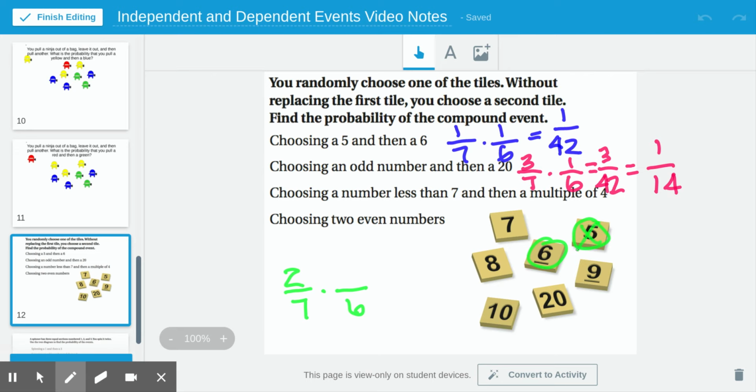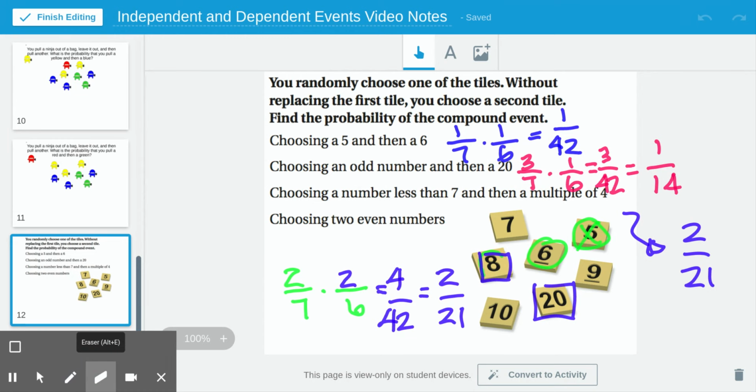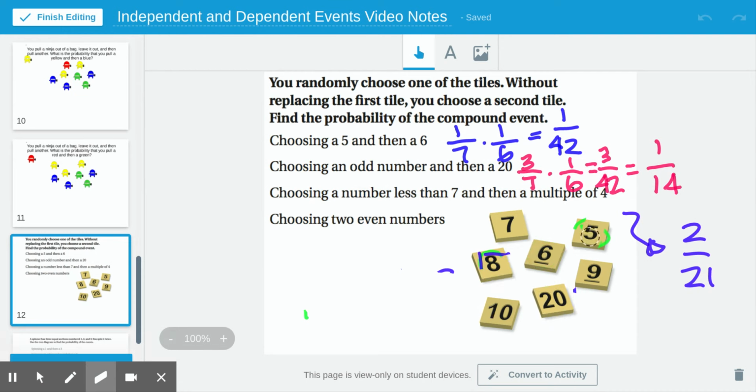And then a multiple of 4, let's use a different color here, that would be either 8 or 20. Those are the only multiples of 4, so that would be 2 out of 6. So 2 times 2 is 4. 7 times 6 is 42. And then we'll divide both of those by 2 to get 2 out of 21. So choosing a number less than 7 and then a multiple of 4 is going to be 2 out of 21. Okay, we'll reset here for the last one, choosing 2 even numbers.